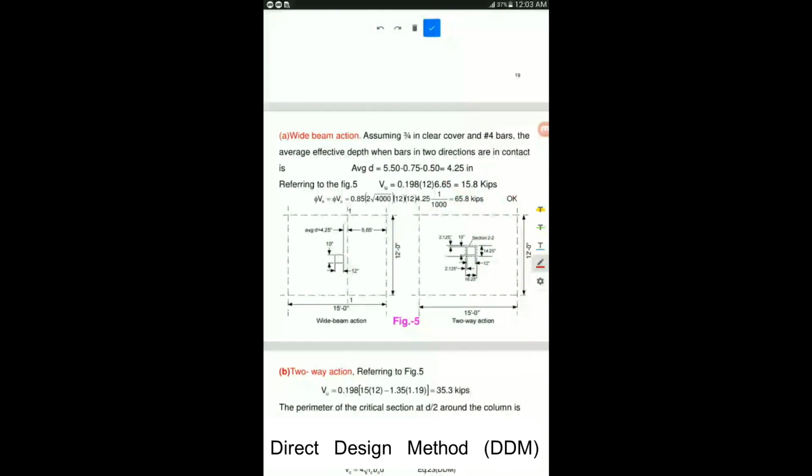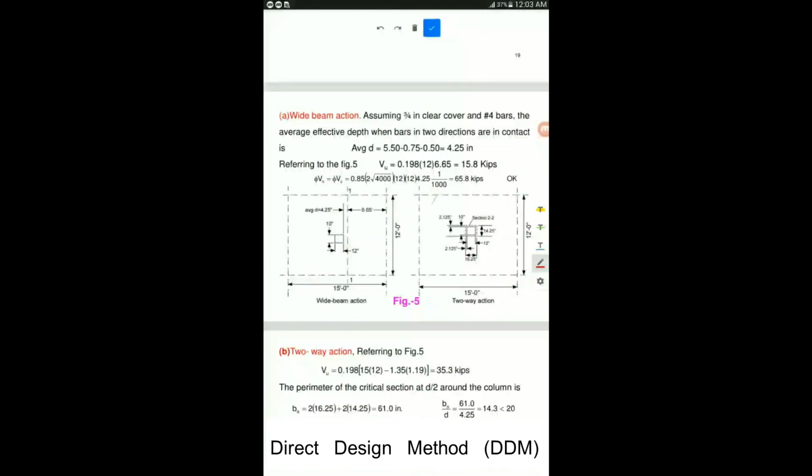Now moving towards the second step in order to investigate two-way action. Here the critical perimeter is at a distance d by 2 from the face of the column. So you're going to make a critical perimeter, the one shown here with the dotted line, and then you're going to multiply the floor area loads with all this hashed portion, which is outside this dotted line.